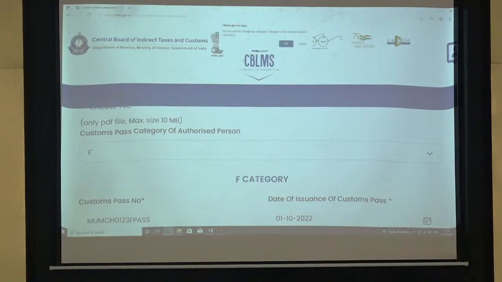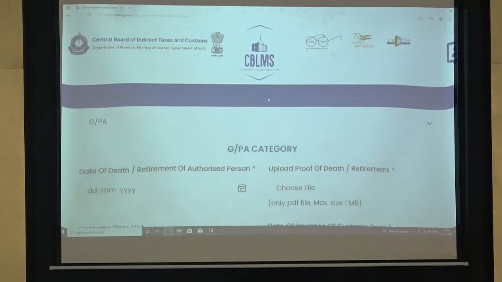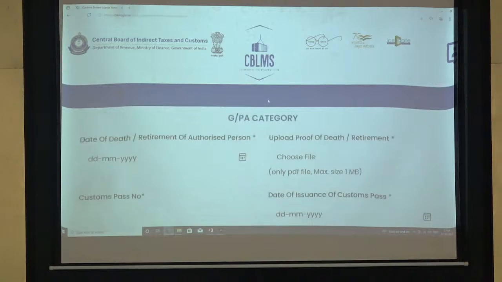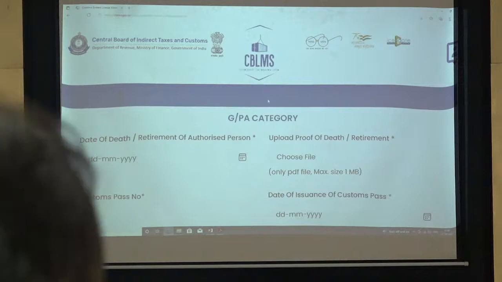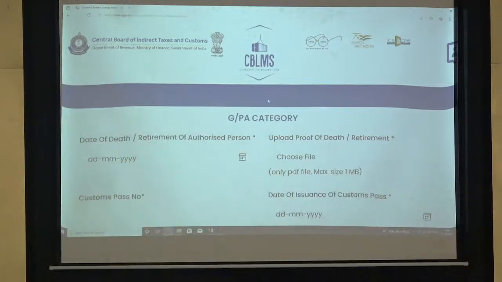If you select G with PA, then your authorized person can be a G with PA in case the F category is either dead or retired, right? So we need that proof also. We need the date of death or the retirement of that authorized person, जो F category वाले थे। ठीक है, उनके डिटेल्स और अगर वह डेड है तो उनका प्रूफ ऑफ डेथ भी आपको स्कैन करके अपलोड करना पड़ेगा, ठीक है, और रिटायरमेंट का भी रिटायरमेंट प्रूफ.